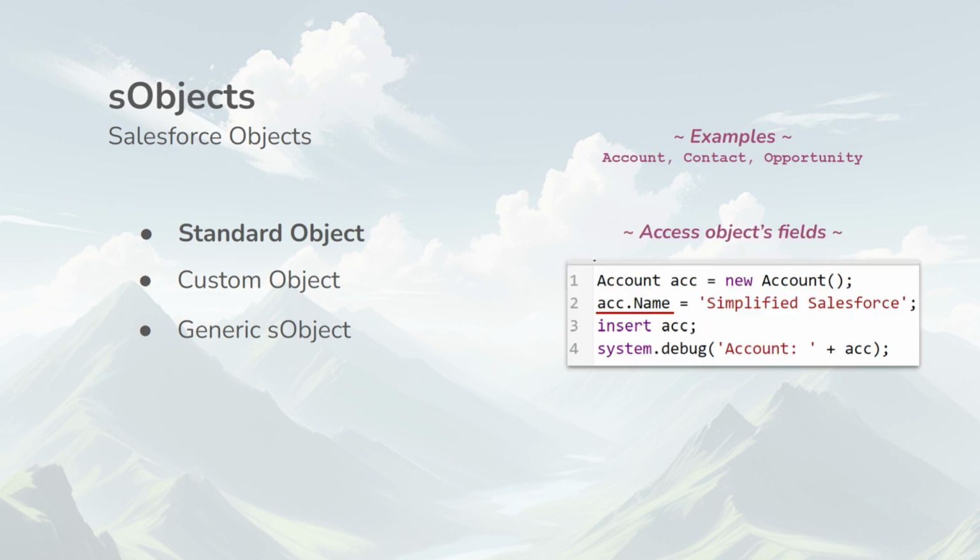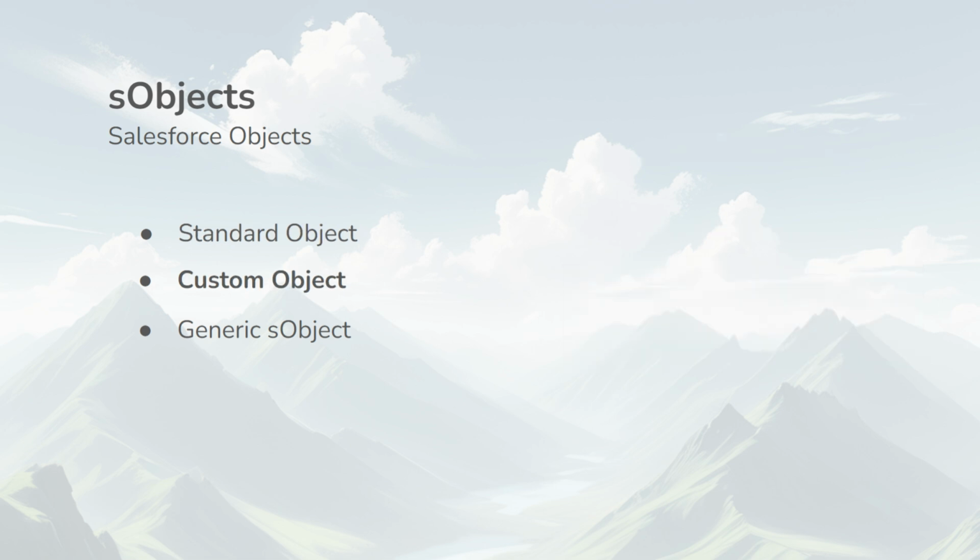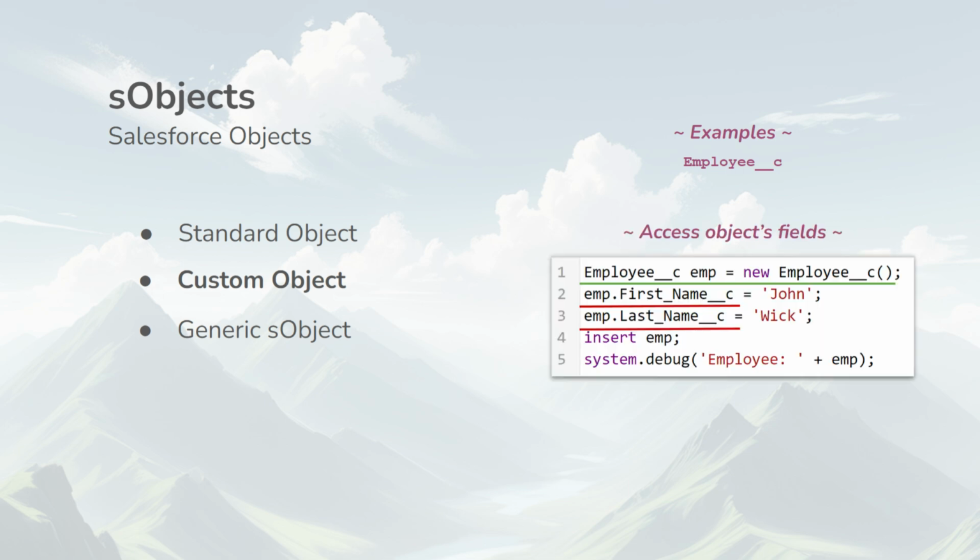Using the dot notation, we can refer to fields of these objects as shown in the image. The next data type is custom object, which represents the custom Salesforce objects that we have created in a Salesforce org. For example, we created a custom object employee, and the API name of this object is employee__c. Then using the API name, we can create an instance of this object, and using the dot notation, we can refer to its fields as we did for the standard objects.